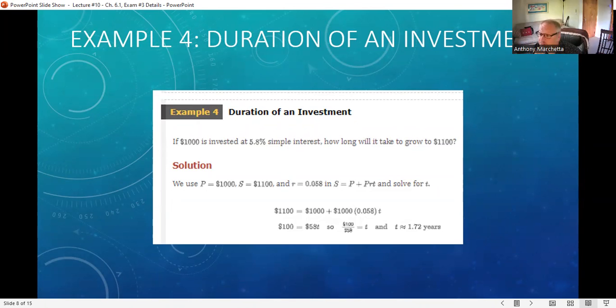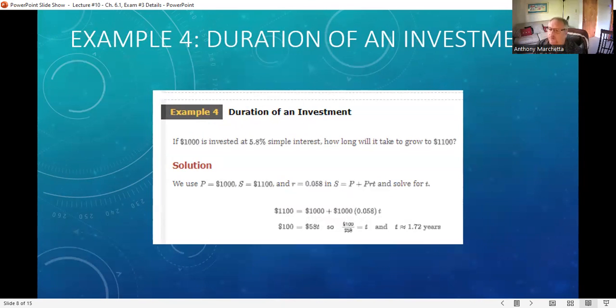It's 1,000. That's how much you're putting in. We also know what the future value is. The future value is 1,100. Yep, you're right. It's 1,100. Then what is the rate? It's 5.8%, but I have to make that 0.058. It's supposed to be a decimal. And we're asking you what is T.